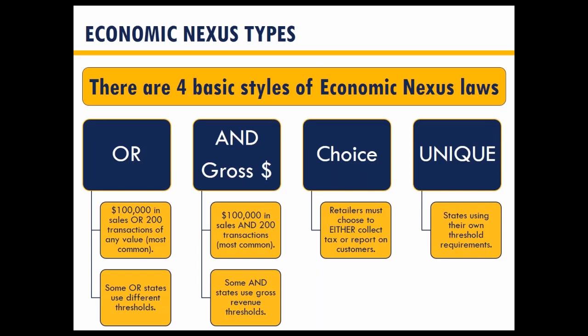Some of the OR states have a couple different thresholds, but by and large, most of them are OR states. Then come the AND states, or the gross dollar states. They're looking, most of them, for 100,000 in sales and 200 transactions, which is kind of interesting because, let's say I sell 2 big pieces of machinery that got shipped to an AND state. I probably had $500,000 in sales, but I only had 2 transactions. I'm good. I don't have to register.